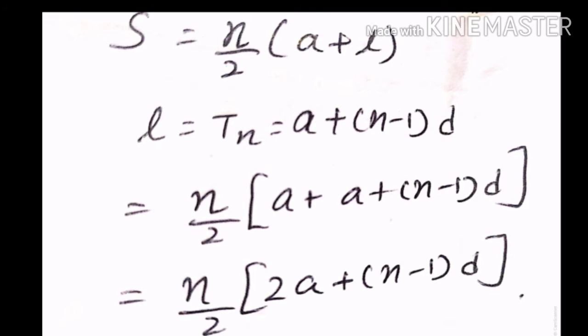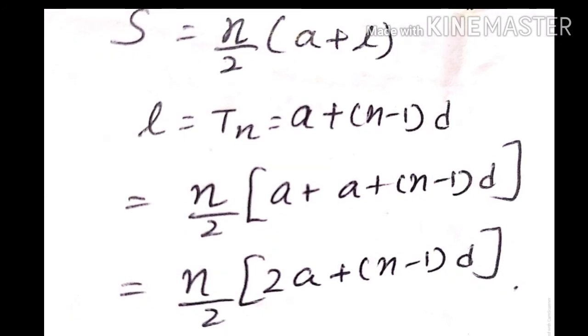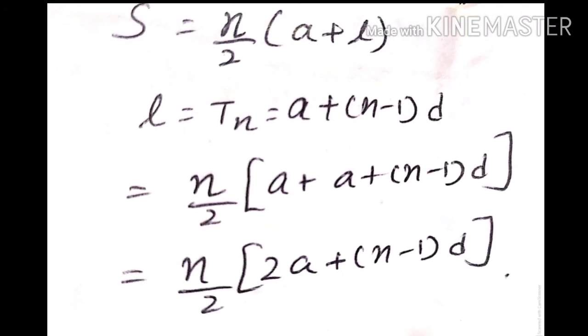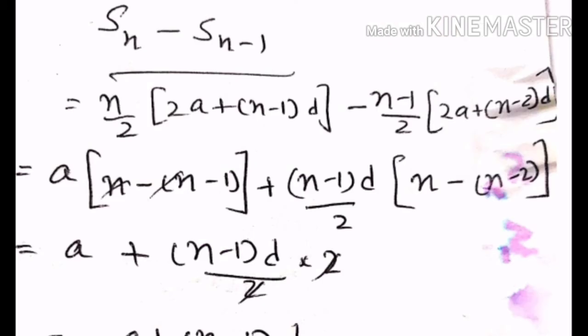You have to remember this to solve our next exercise, exercise 9B. So S is equal to n by 2 times (2a plus (n minus 1)d). Now the next formula is for Sn minus S(n minus 1), that is, the sum of n terms minus the sum of n minus 1 terms. We will separate it. So what do you get?